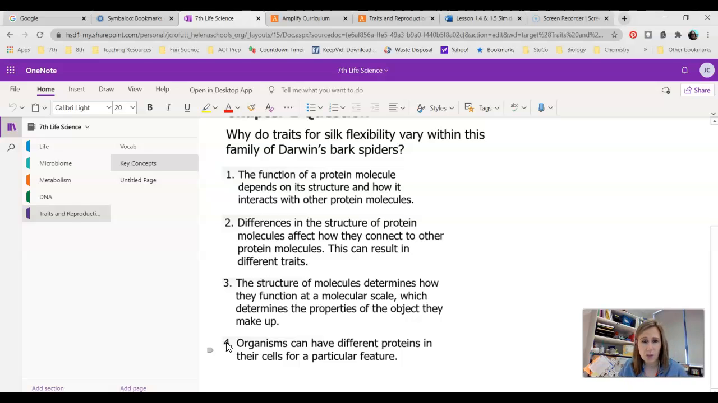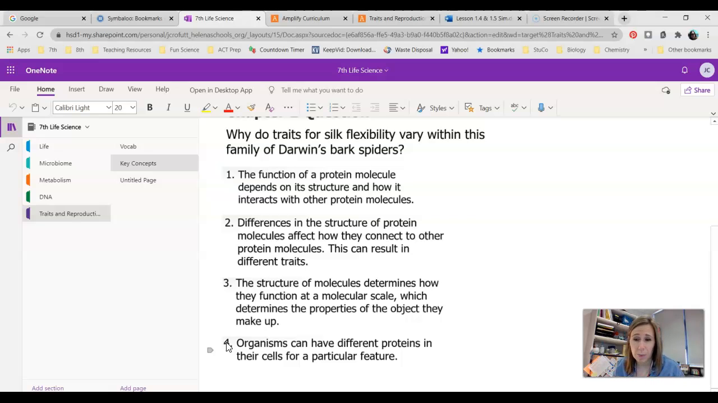Number 3: the structure of a molecule determines how they function on a molecular scale, which determines the properties of the object they make up. So different structures like this could affect how they make up their overall big structure. In the case we're going to talk about today, we're talking about spider silk flexibility. If this were the protein for spider silk, on a molecular scale we might just look at one of these little molecules. But if we took millions and millions of these molecules and put them together, that could change a whole different trait for an organism.